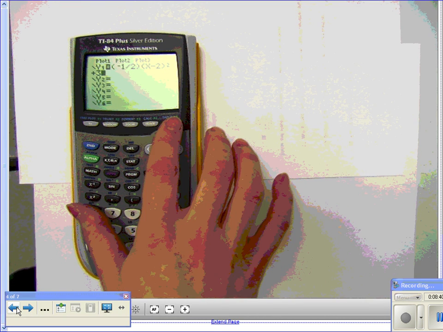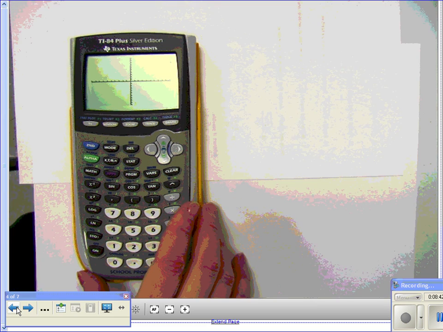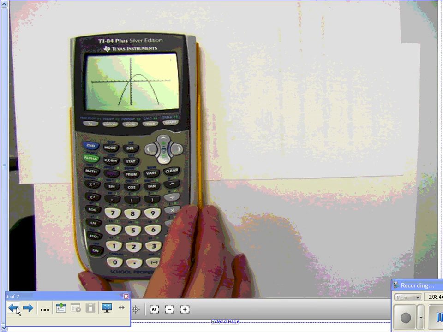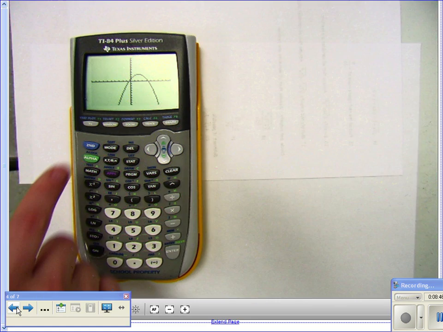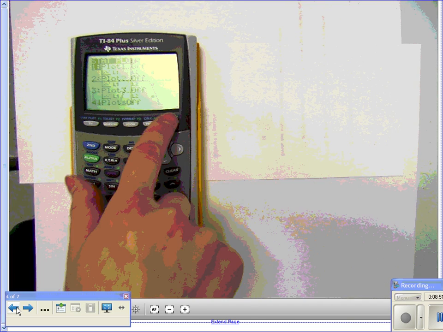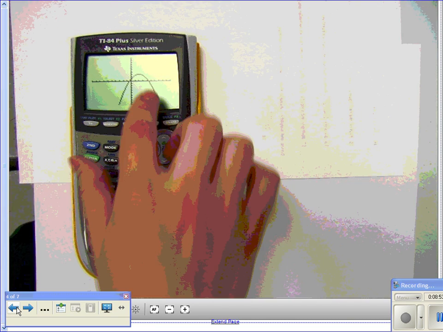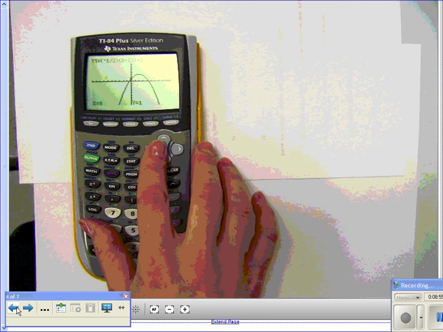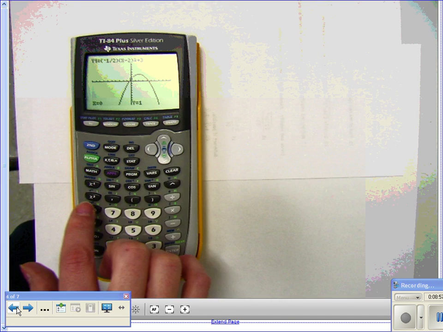Now, if I go to my graph, hit zoom 6 to go to nice graph window. And here's my graph. If for some reason it didn't work, make sure your second y equals your stat plot is off right here, because if it's on, you won't be able to graph that. So now I have my graph. It's opening downwards, so we know we're correct. If I hit trace, I have 0, 1, which is my y-intercept, which is nice.